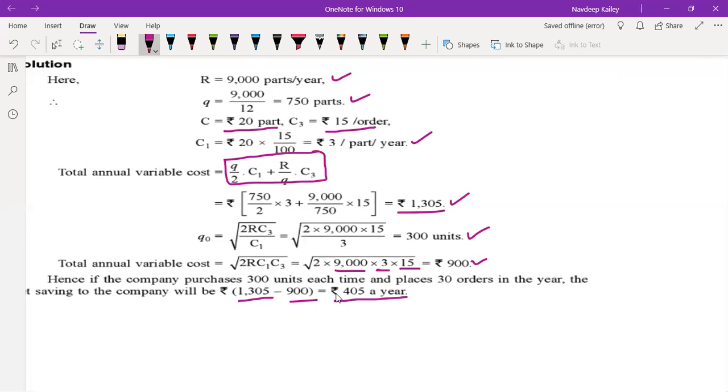In the next lecture, I will discuss the next classical economic order quantity model in which demand rate is non-uniform, and the replenishment rate is infinite.